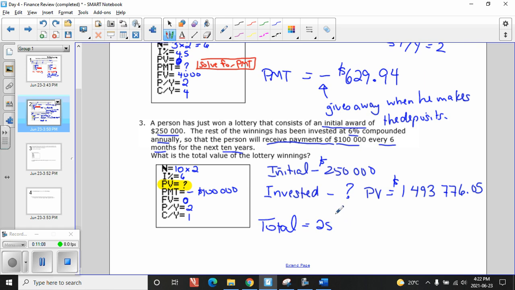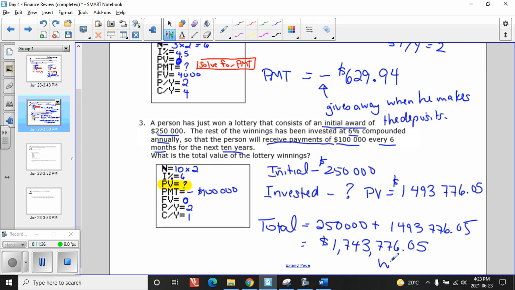Whoops, $250,000. And that's like 1.4 million. Adding those two sums of money together, the final or the total award for this lottery was $1,743,776.05. Must be nice.